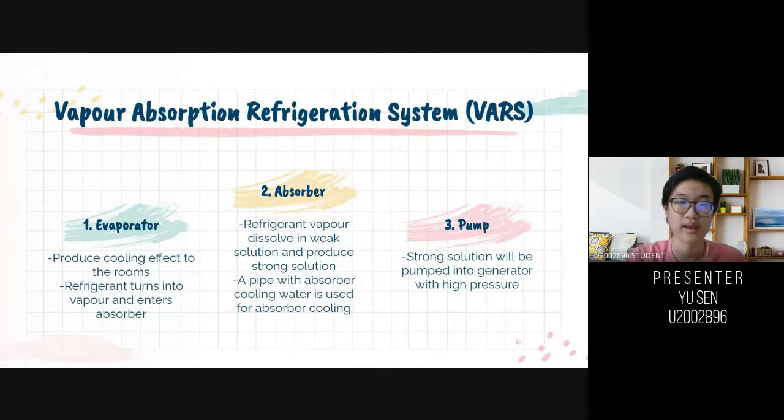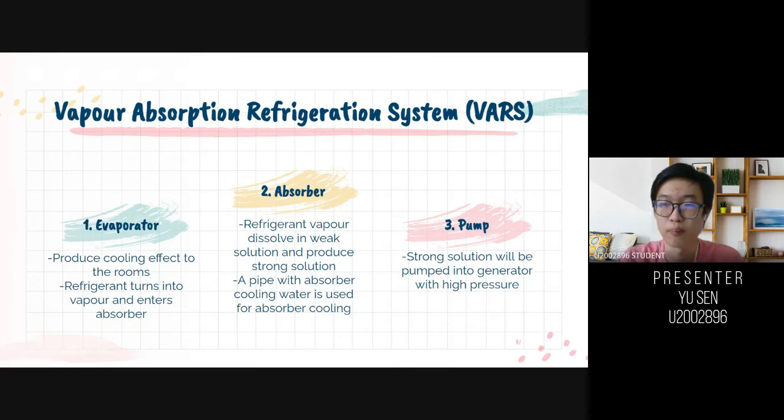In absorbers, there is a weak solution of ammonia and water. Refrigerant vapors will then dissolve in these weak solutions, and the concentrations of the solutions will increase until a strong ammonia water solution is produced. During the chemical reactions, heat will be produced and the temperature of the solutions will increase. Hence, a pipe with absorber cooling water is used for the whole absorber cooling in order to maintain the optimum temperatures for the absorber.